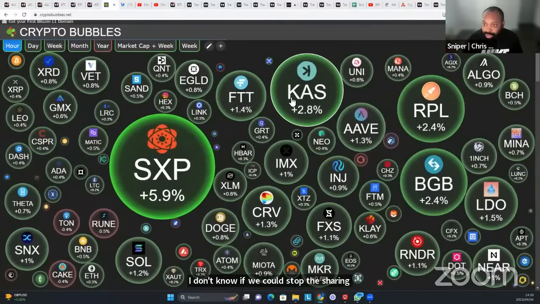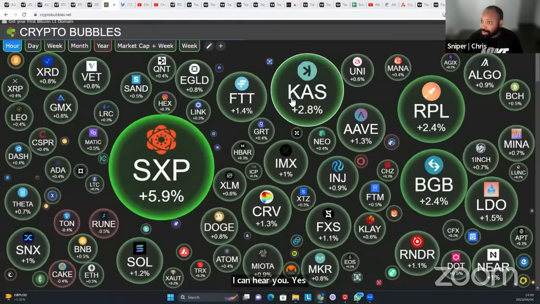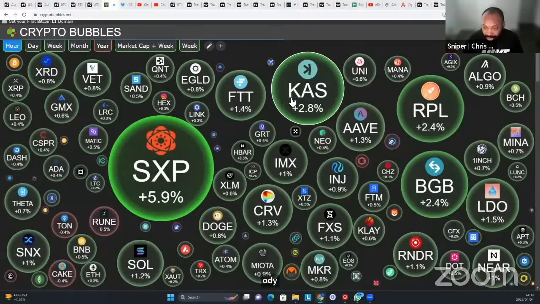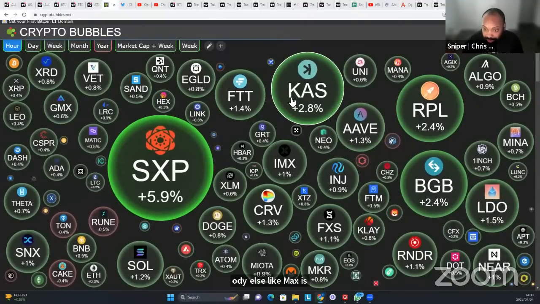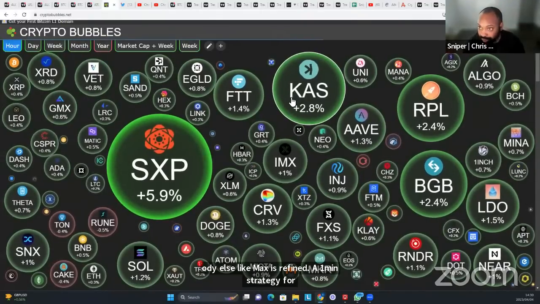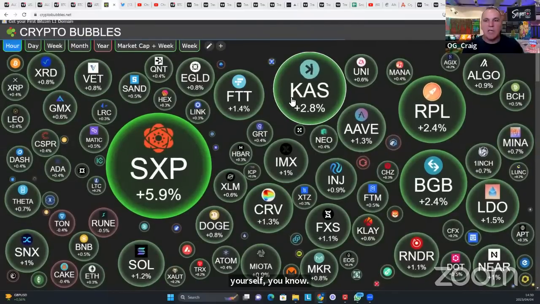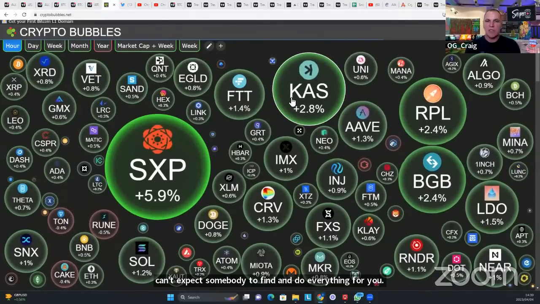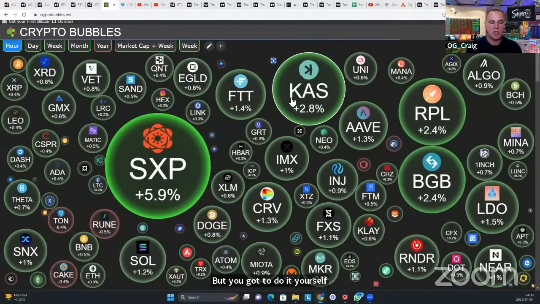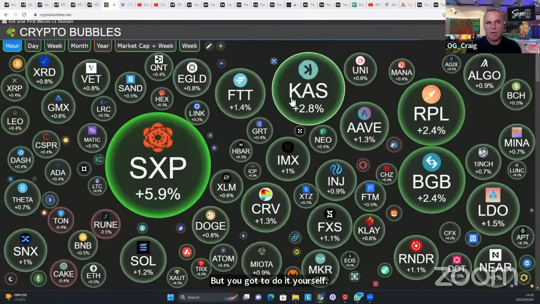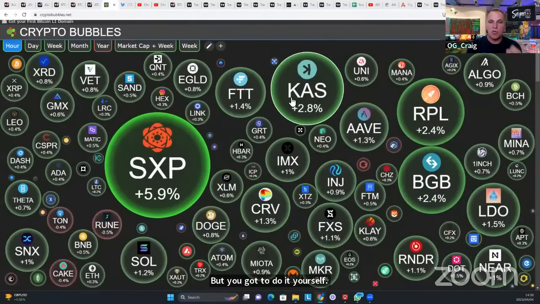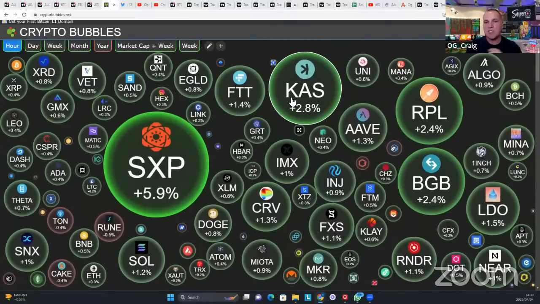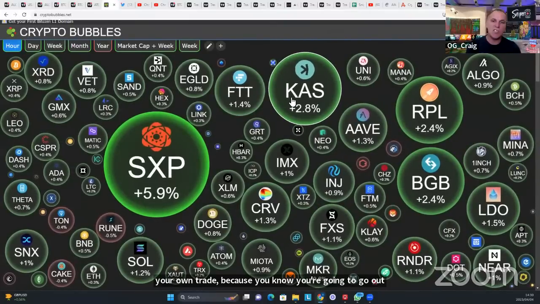Also, just like everybody else, like Max is refining a 1-minute strategy for himself. You know, y'all need to be trading as well. You can't expect somebody to find and do everything for you. You've got to do it yourself. Yep. What you've got to learn here is that you are trying to learn the skill of trading yourself. So yes, it's all good and well to have the team here with you and backing you and helping you, but you've got to get to the point where you can make a decision on your own trade, because you're going to go out there and you're going to see other YouTubes, you're going to see tweets, you're going to see people posting trades.